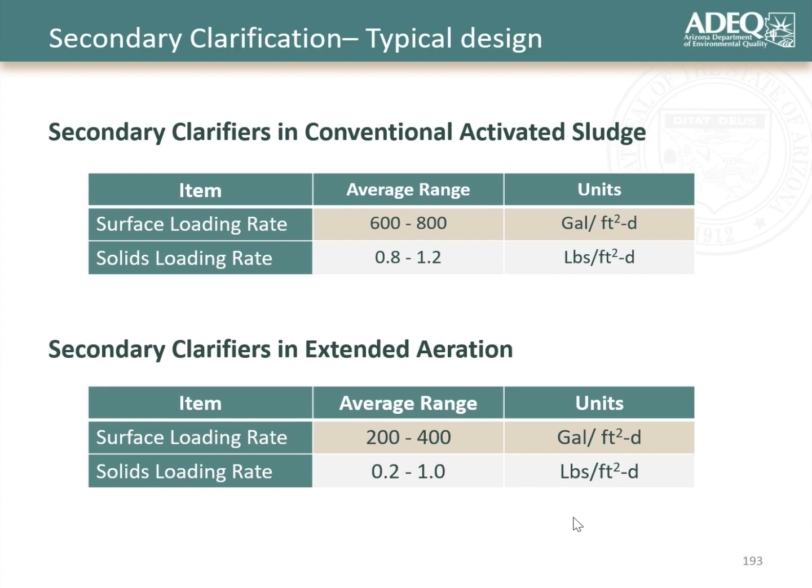Now, if you happen to have an extended aeration system or an oxidation ditch system, which has a much lower F/M ratio, your loading rate is going to be less because the bacteria are a little bit more starved, and so the settling rate's not as good. So in this situation, we're looking for a surface loading rate of 200 to 400 gallons per day per square foot, and a solids loading rate of 0.2 to 1 pounds per day per square foot.